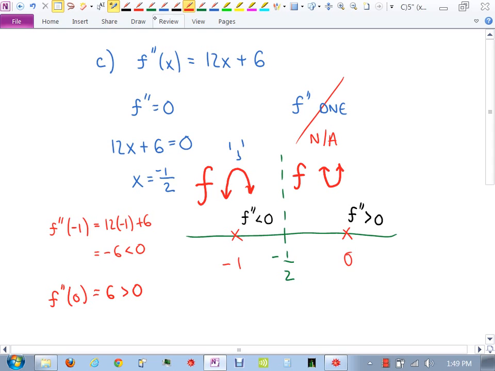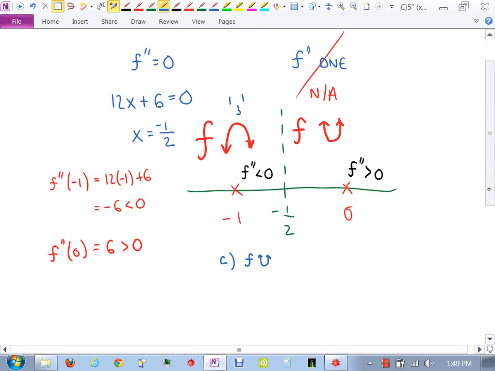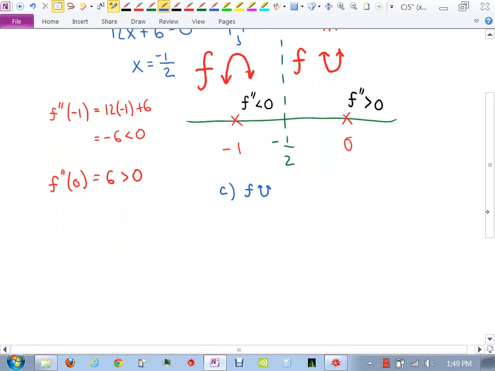So let's answer part C. Now, I'm going to use this symbol to mean concave up, everyone, instead of writing the words concave up. Where is f concave up? Where does it start? Negative 1/2 to forever, right? Where is the original function frowning? Negative infinity to negative 1/2, right?